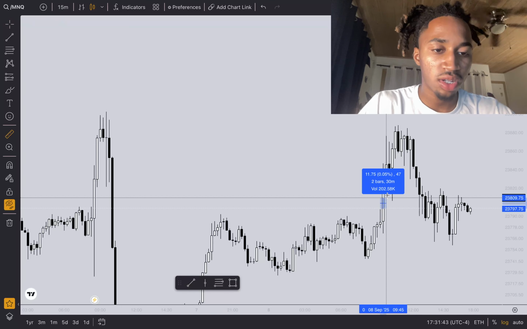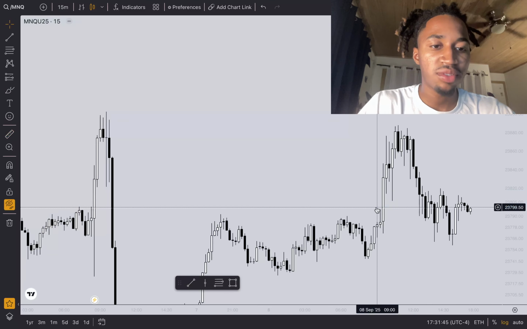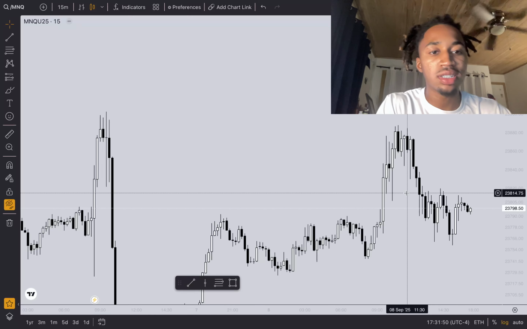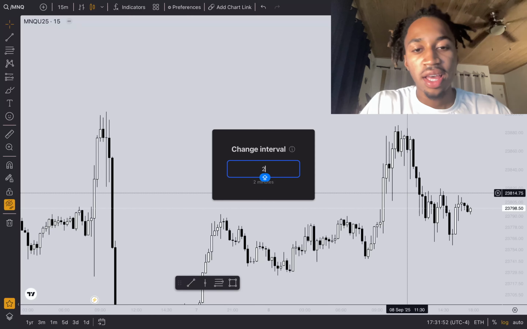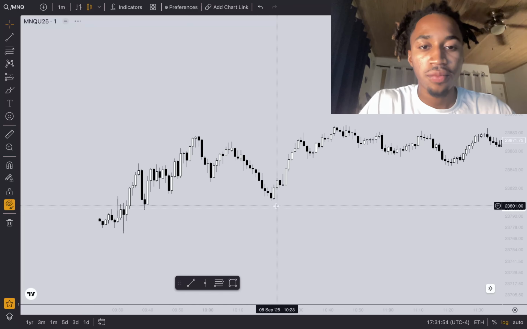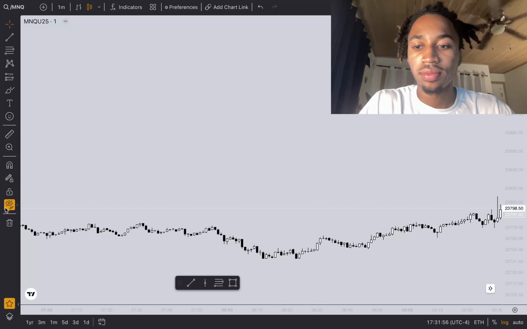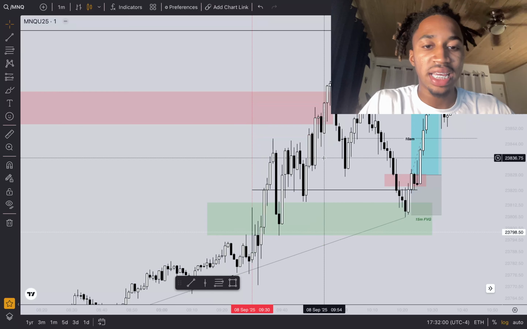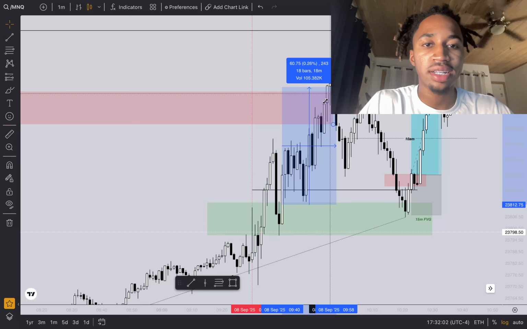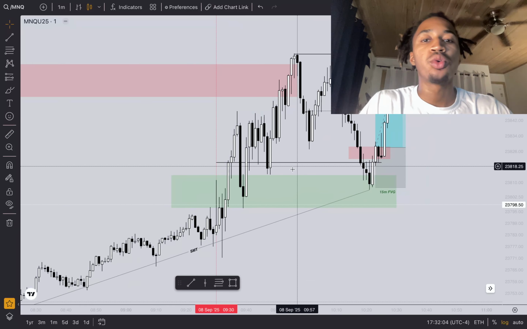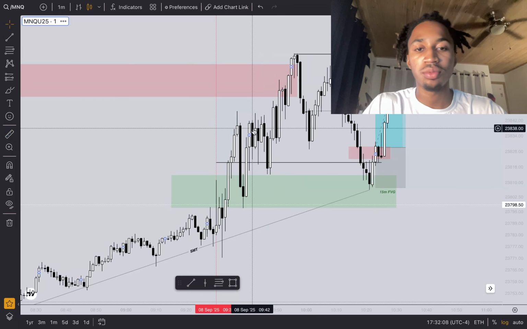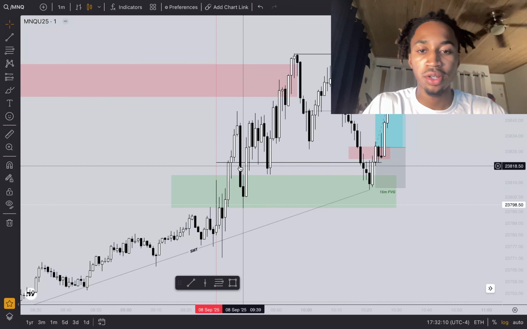If I take off the drawings, right here is a 15-minute fair value gap. Perfect thing you want to see if you're looking for a continuation, like for this move here. If you weren't able to catch any of this move here that I traded, or maybe this wasn't a part of your model, or maybe you just didn't like this setup, I mean, it was a little bit choppy, range-bound conditions right here.